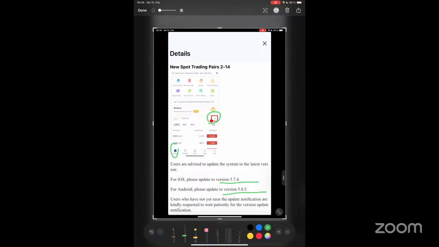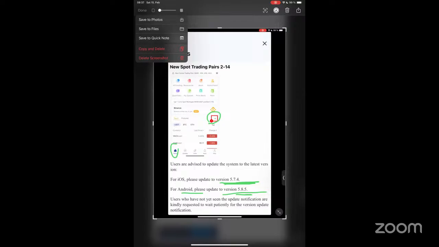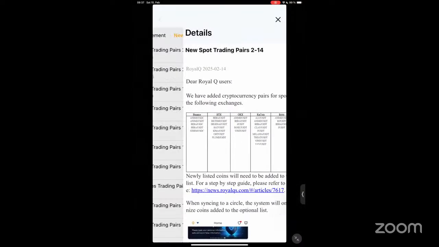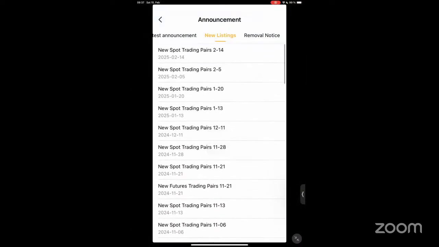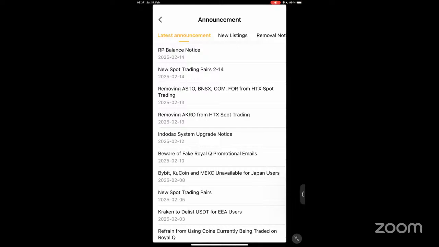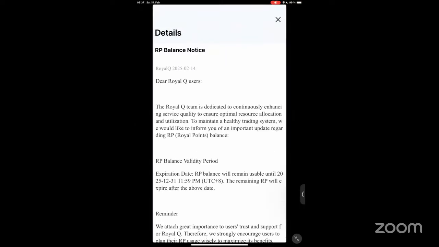So for iOS, you need to have 5.74, Android 5.85. Without these versions, you'll not be able to add the new trading pairs. Now let's go to the announcement. So there is a new announcement here.